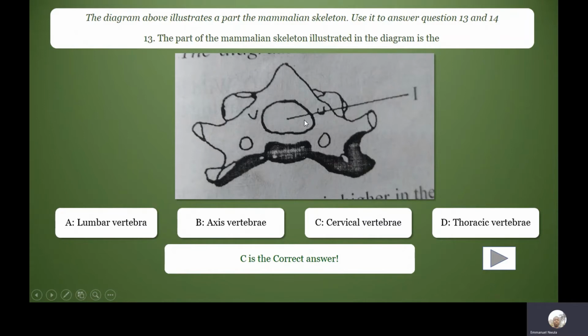So this is the neural canal, and of course they have a short neural spine. And then you have the cervical ribs, the flat transverse processes. So these two holes, vertebral canals, are a unique feature of cervical vertebra.